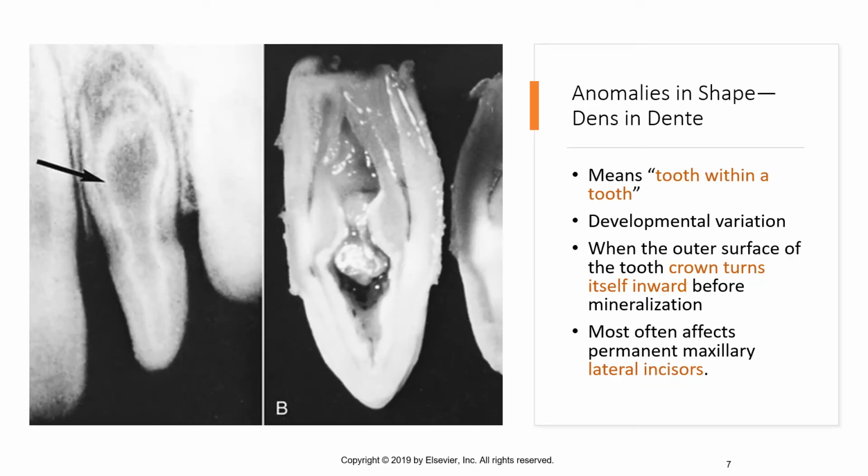Our next anomaly in shape is dens invaginatus, and that means tooth within a tooth. And what happens is, as the tooth is developing, for one reason or another, the outer surface of the crown starts to turn in. They call it invagination. So it starts to turn in, and then the crown then develops inside of the tooth. Okay?